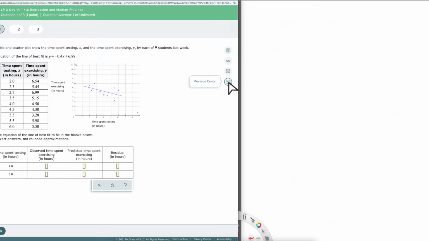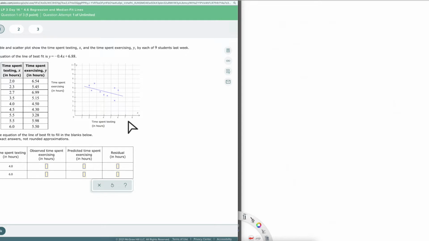So the table and scatter plot show the time spent texting, X, so they're telling us that's the X value down here, and the time spent exercising. And we did one like this in the last section, I believe, where they were correlating texting and exercising time. If we think about one versus the other before we even get into the numbers, if I'm spending all my time texting, like 6 to 7, 8 hours a day, I don't really have the time to exercise. So it kind of makes sense. If you're doing more of one, you're going to be doing less of the other because you're taking up that time. So it's just a correlation between the time spent on both of them.